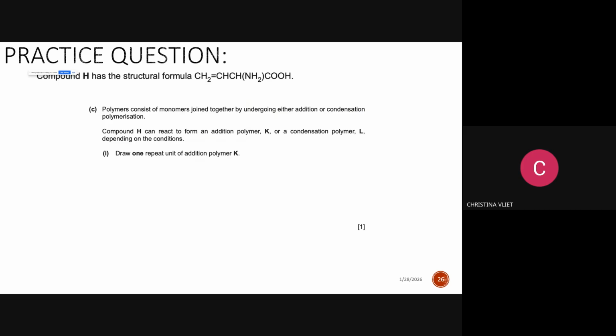All right, so compound H has the structural formula of that. A last practice question for the day. We haven't done anything with amines, so we need to do one.